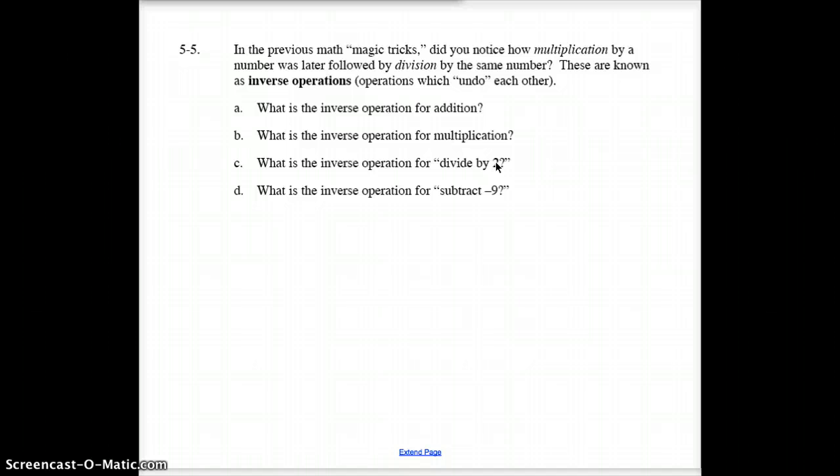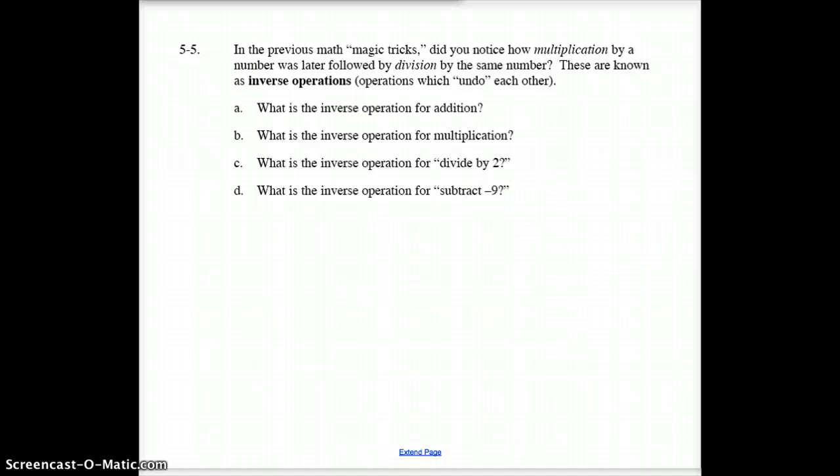So what would be the inverse operation for dividing by 2? Hopefully you came up with multiply by 2. And what would be the inverse operation for subtracting 9? That's right, it would be adding 9. They use subtract, or this sign, they just meant subtract 9. Some of you are going to get that confused, but the inverse of subtract 9 would be to add 9. Hopefully that makes sense, what inverse operations are. We're going to be using those quite a bit more.